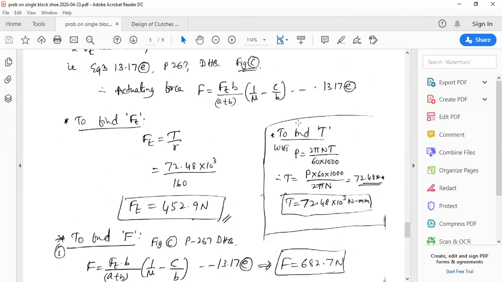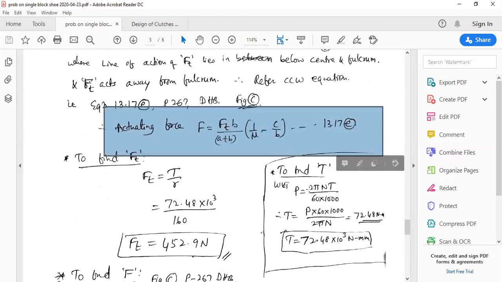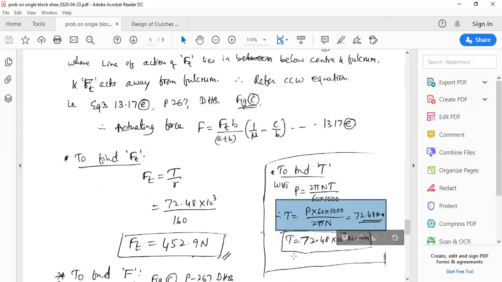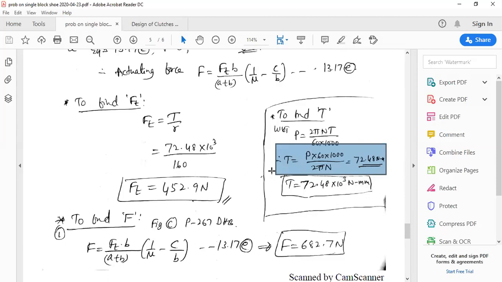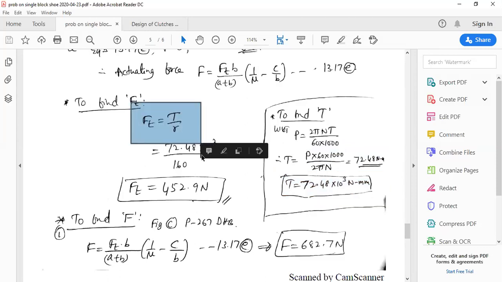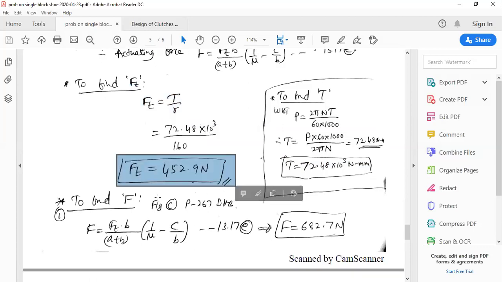So by using this, the first and foremost step before using the actuating force equation is to calculate the torque T. We can calculate T by using the power equation, P equals 2 pi n T by 60 into 1000. So the torque T is 72.48 Newton meter, converted into Newton mm by multiplying by 1000. So that value is 72.48 into 10 raised to 3 Newton mm. Substitute this T in the equation of tangential force, Ft equals T by R. So you will get the value of Ft as 452.9 newtons.